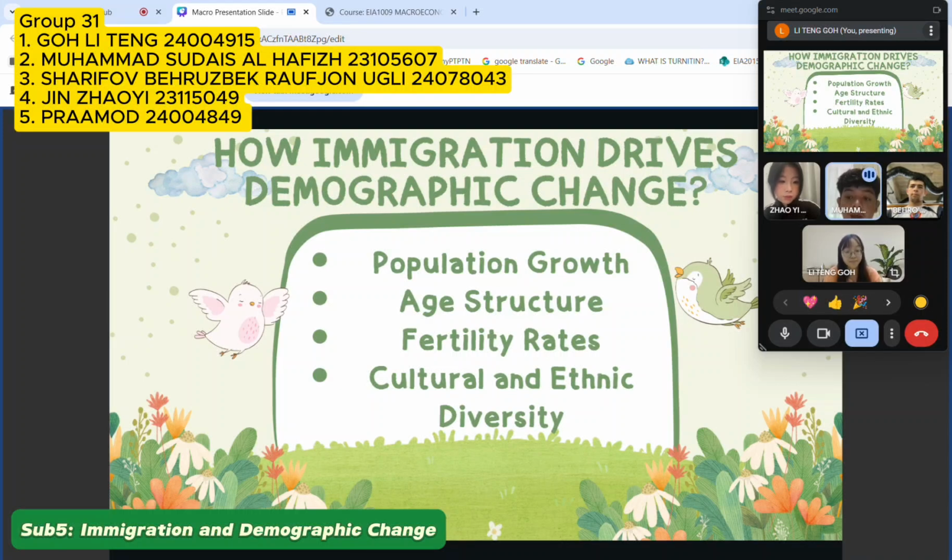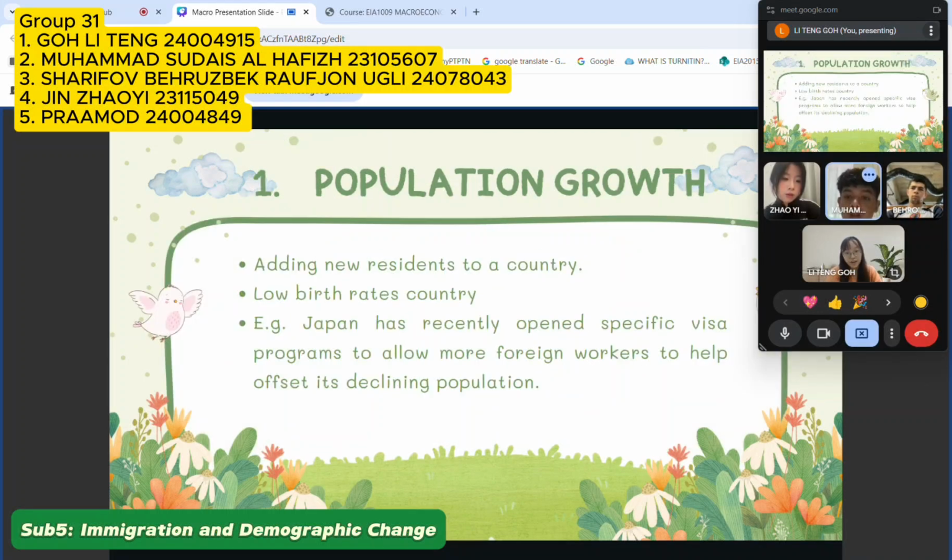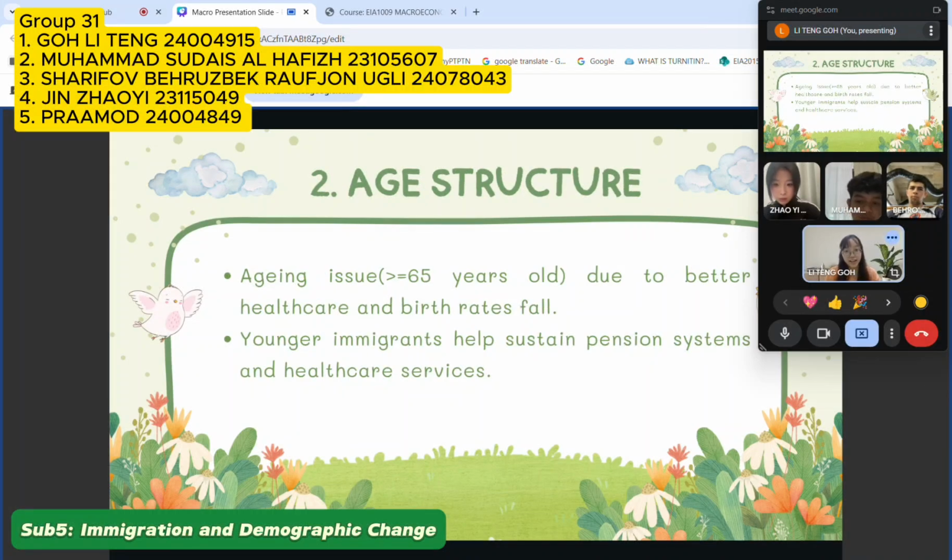I think immigration helps with population growth, especially in countries with low birth rate. For example, Japan has started allowing more foreign workers to offset its aging population. Yeah, you're right. Historically, Japan actually had a restrictive system. Next, let us have a look at the age structure.